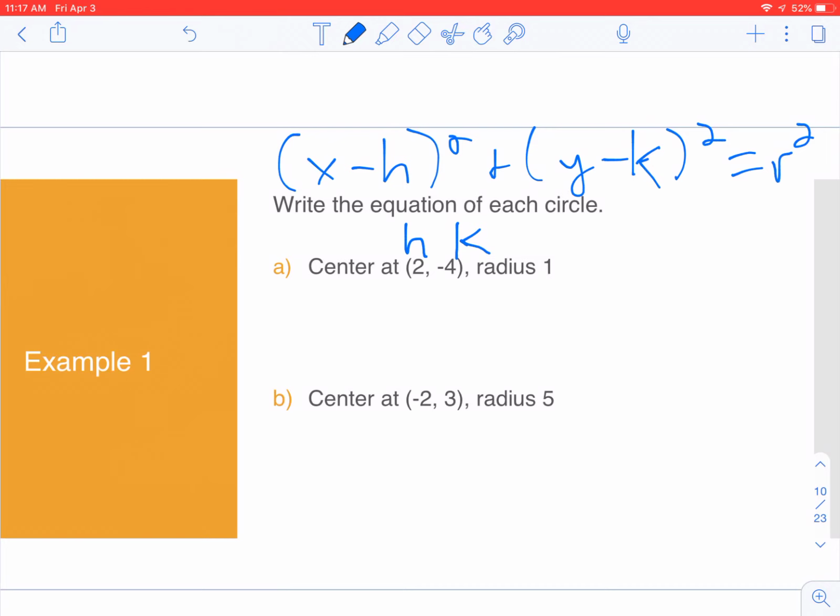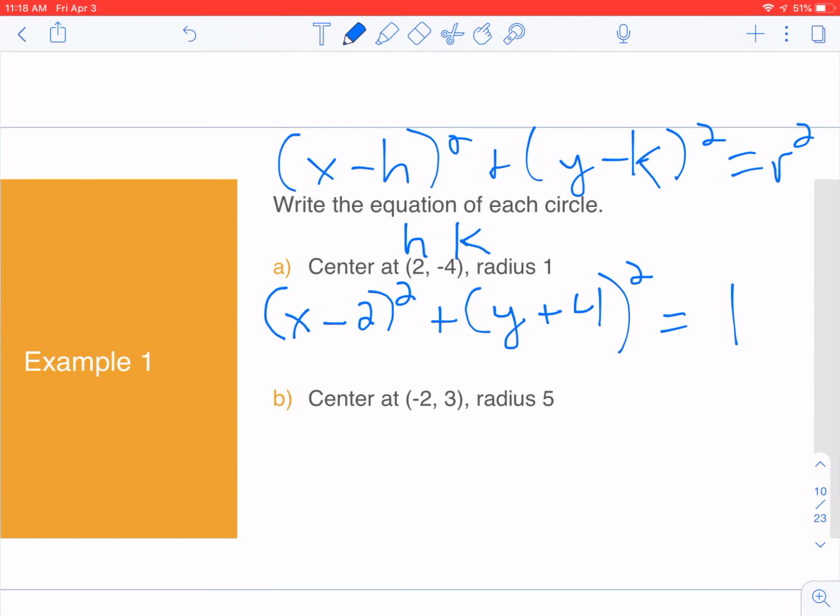Well, if h equals 2, I just plug it in. So (x - 2)² plus y. Now, when I have a negative, it's going to be like that. Squared equals 1 squared, which is 1. So that is the equation of my circle.